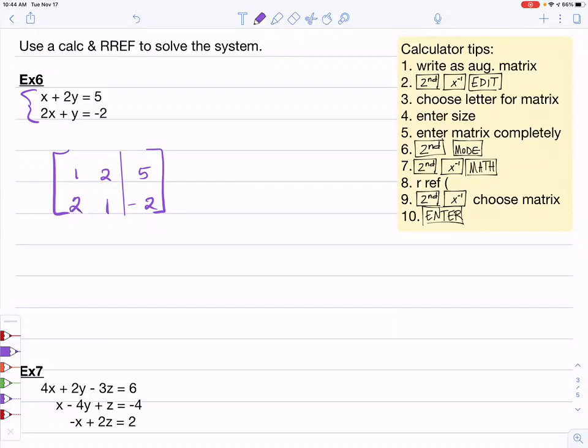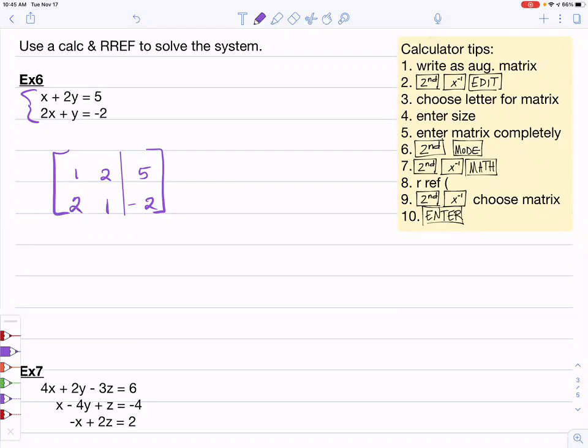Go ahead and push enter here. And you'll notice that your cursor is blinking on the size, the order, the dimensions. What is the order of this matrix that we have here? It's a 2 by 3. So go ahead and type in 2, enter, 3, enter, and you'll notice that your matrix on the screen opens up to a 2 by 3.